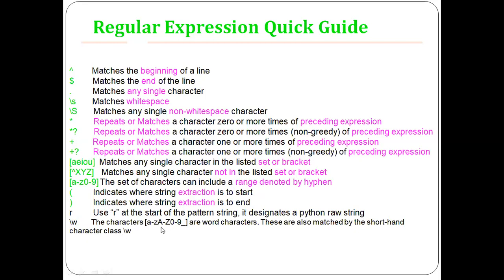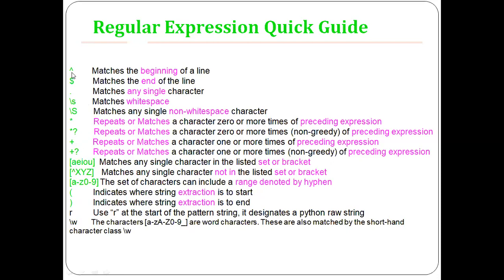Backslash w: the characters small a to z, capital A to Z, and 0 to 9 and underscore are word characters. These are all also matched by a shorthand character class called backslash w, a word character. That is called the word character. You are going to match a word, right? So these are the metacharacters which you are using here, right?